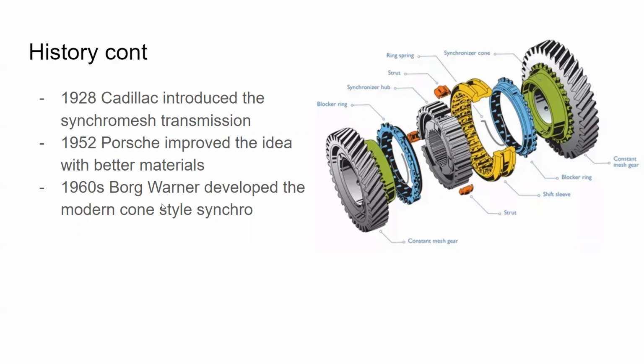I got a list of developments here. Borg Warner figured out the modern type cone style synchro. That's these green cones right here. They figured that out in the 60s. And that's the way modern manual transmissions, if you have a manual transmission in your car, it essentially works exactly the same.